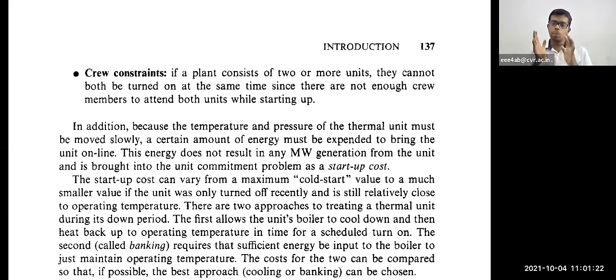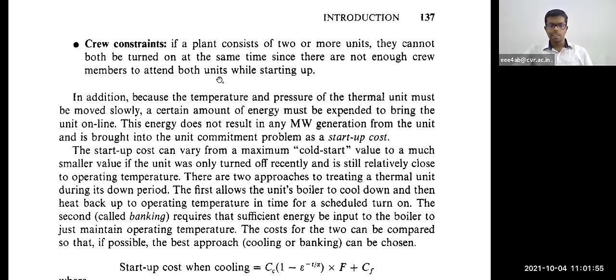If you want to start both generating units at the same time, it is possible, but you need another crew of like 300 people, so minimum 200 people are needed to start the second generating unit. So 300 plus 200, 500 employees you need to pay instead of 300 employees. So that is also one of the complex crew constraints. You need to manage with whatever crew is entered into a particular shift to run that particular generating unit. So that is called crew constraints.